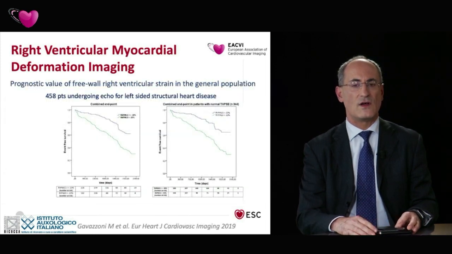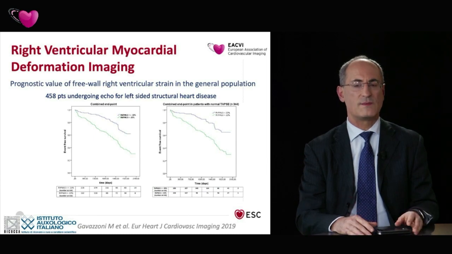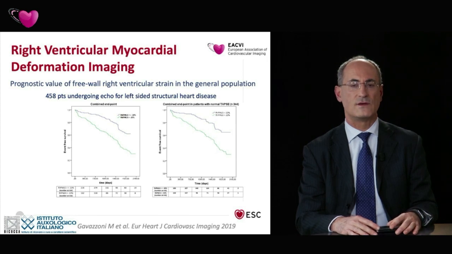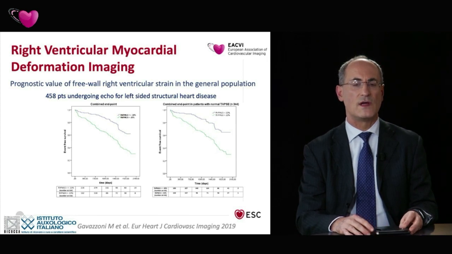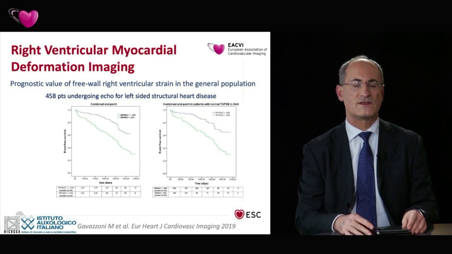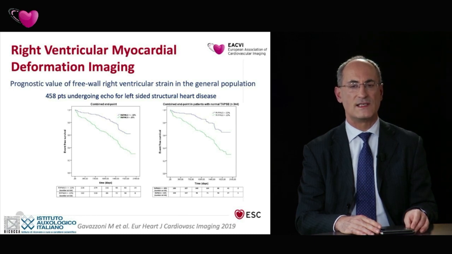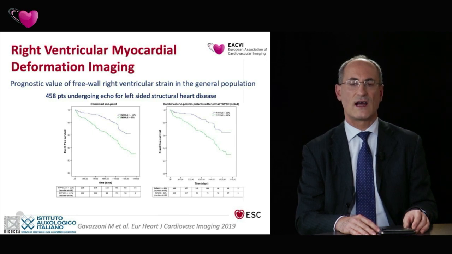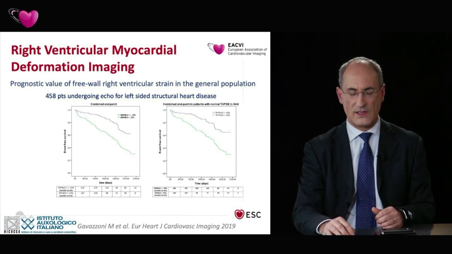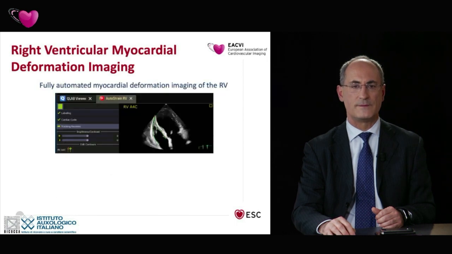And finally, not only in selected populations, but this recent study from Mara Gavazzoni from our lab showed that also in the general population of patients coming to the echo lab, the strain is a strong predictor of survival and hospitalization for right heart failure. And what was really interesting is the graph on the right, showing that even in a patient with a normal TAPSE, still the strain can differentiate those with the worst prognosis among them.